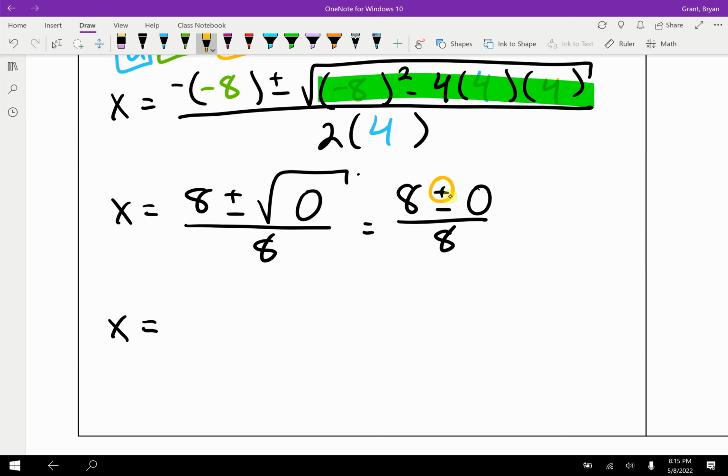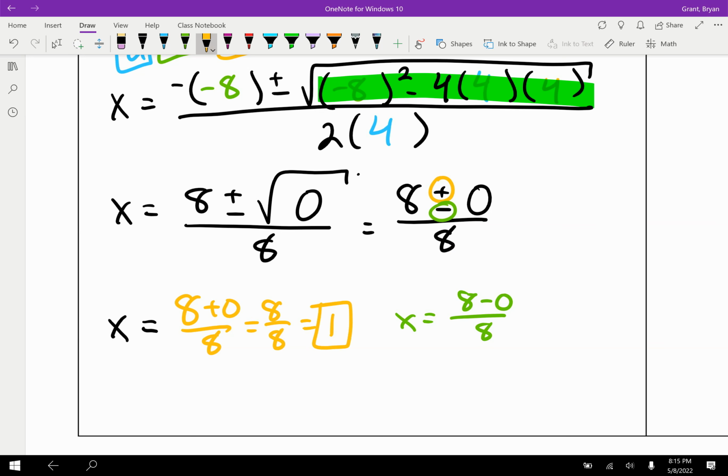My first equation is going to use the plus, and it's going to be 8 plus 0 divided by 8. And my second equation is going to use the minus. X equals 8 minus 0 divided by 8. Because that's what a plus minus means, right? There's two answers. And I think we can simplify this. 8 plus 0 is 8, and 8 divided by 8 is 1. All right, if we look at the second one, 8 minus 0 is 8. 8 divided by 8 is also 1.